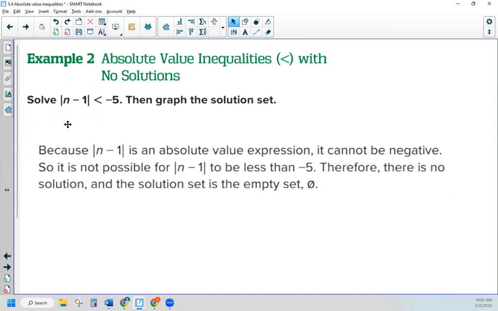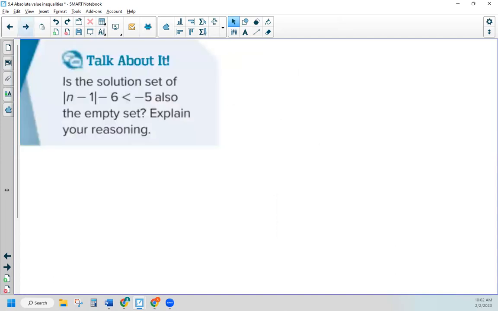Because the absolute value of n minus 1 is an absolute value expression, it cannot be negative. So it is not possible for that to be less than -5. Therefore, there is no solution. And the solution set is the empty set. It's an empty set. There are no numbers in your solution set. Got it? Got it. All right, talk about it.